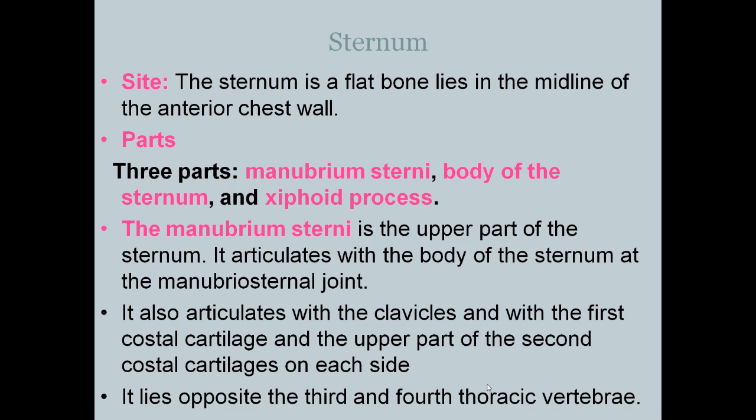Manubrium sterni is the upper part of the sternum. It articulates with the body of the sternum at the manubriosternal joint. It also articulates with the clavicles and with the first costal cartilage and the upper part of the second costal cartilage on each side. It lies opposite the third and fourth thoracic vertebra.